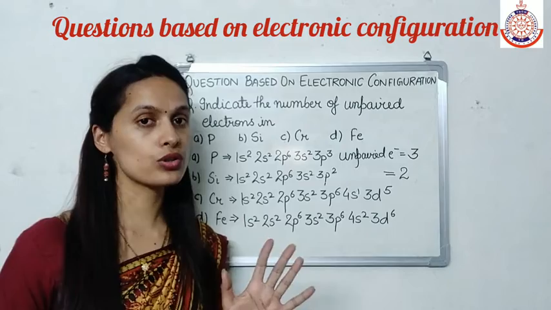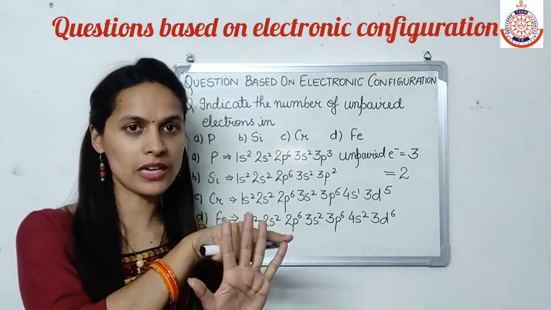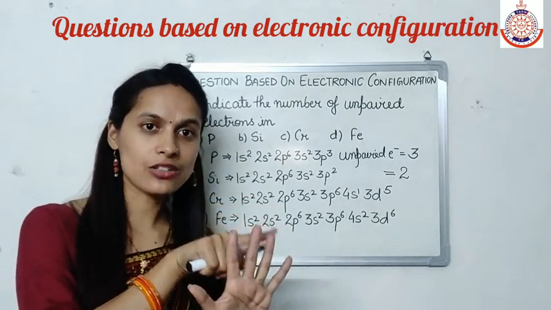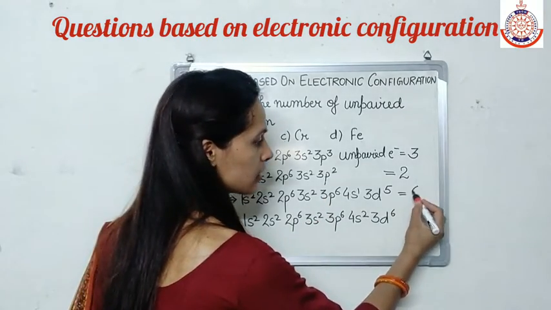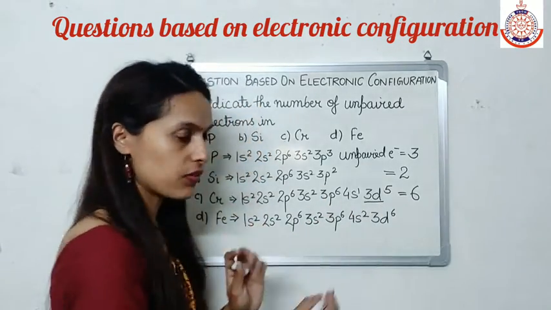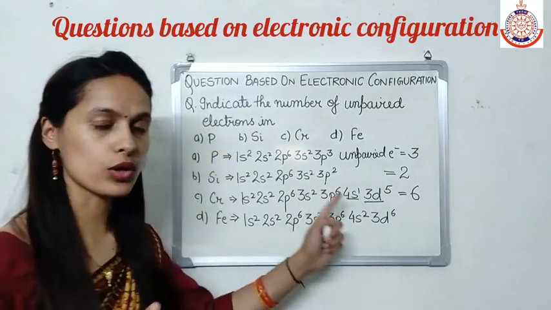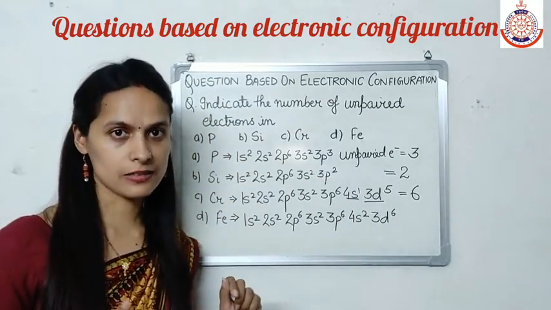So according to Hund's rule, each orbital contains one electron. So each electron is unpaired. So the total number of unpaired electrons is 6. In this, 5, and in this, 1. So the total number of unpaired electrons is 6.